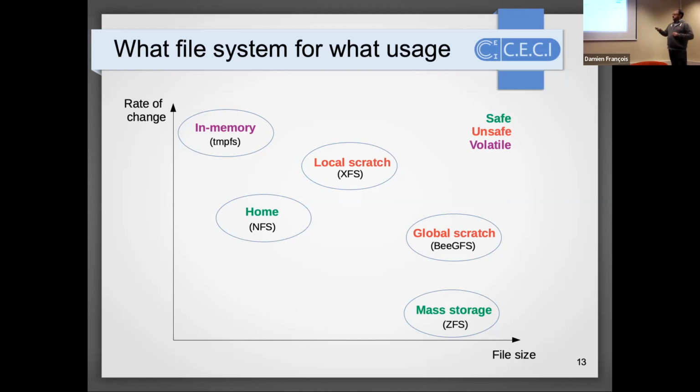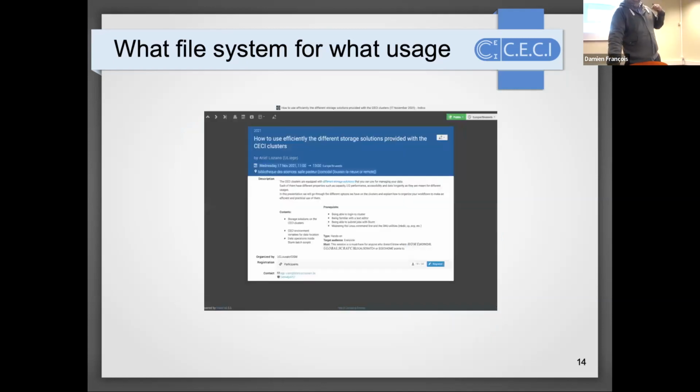So typically, if you have a lot of changes on a small file, it's very advantageous to work on an in-memory file system. On the other end of the spectrum, if you have a very large file that does not move that much, you'd better use mass storage or global scratch like BeeGFS. But again, this will actually be the topic of the next session, and Ariel will discuss that at length.